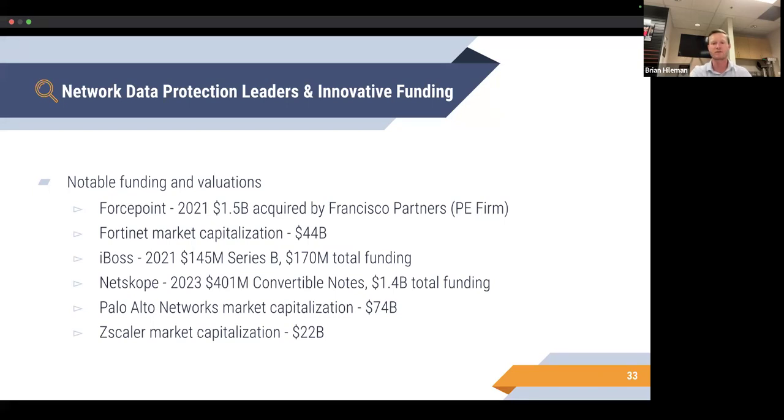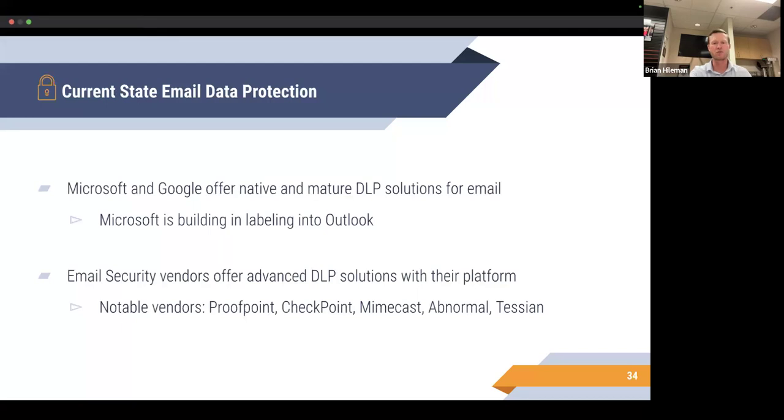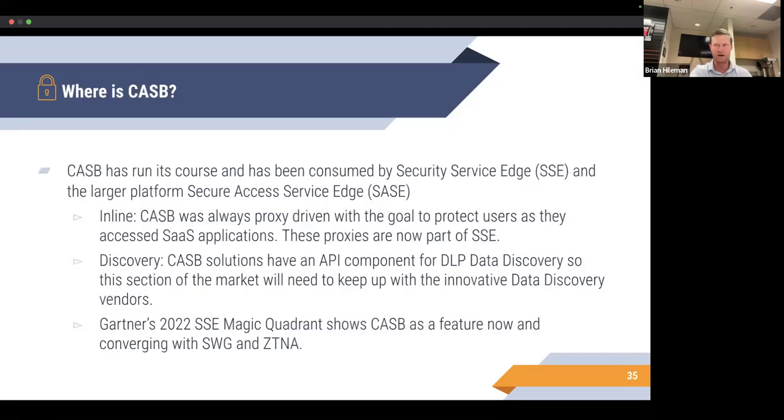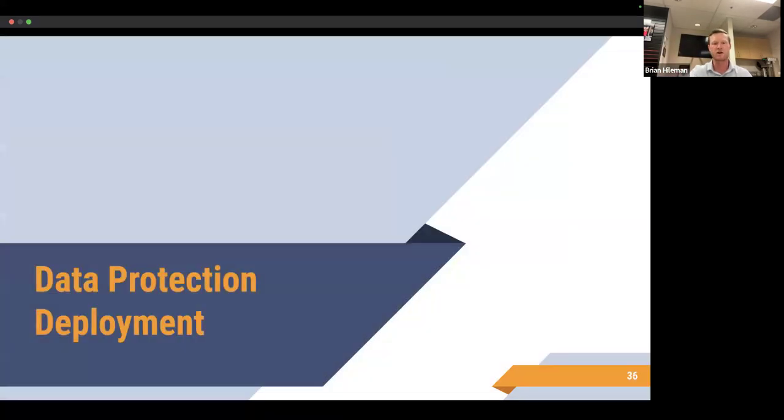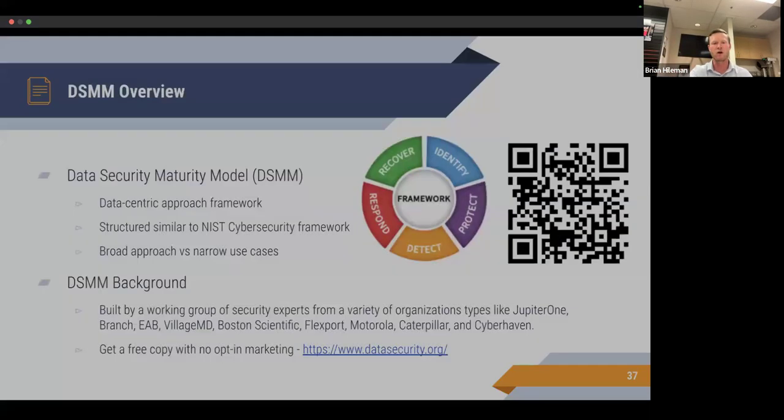Okay. So let's talk email. I kind of already talked about email. It's kind of been commoditized. Microsoft has things built in, right? Even things like labeling is built into Outlook. So let's wrap this up. I've got about 3 minutes left. I was going to talk about CASB, but I'm going to skip this slide. I just want to talk about deployment, and then we'll wrap up.